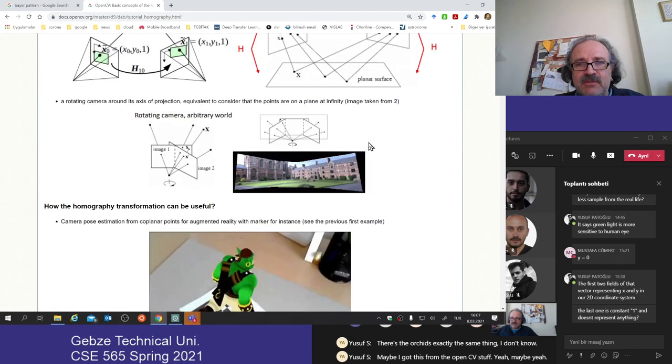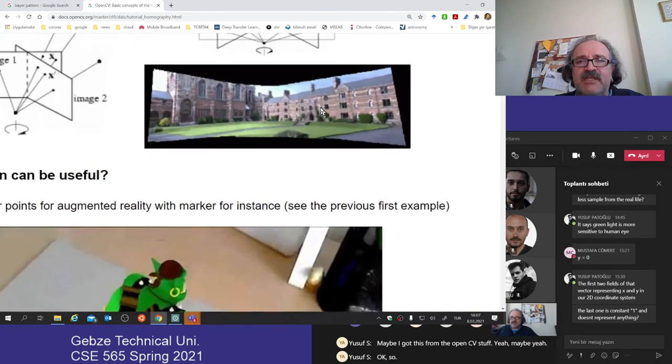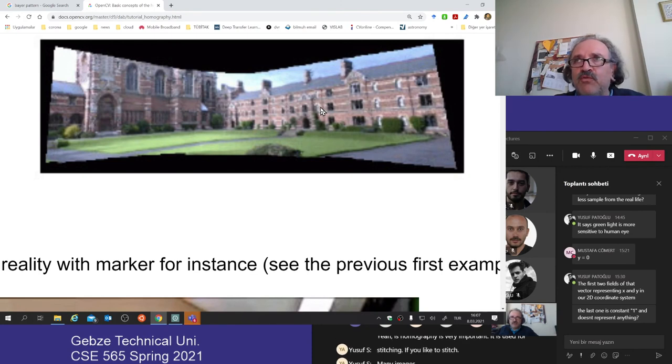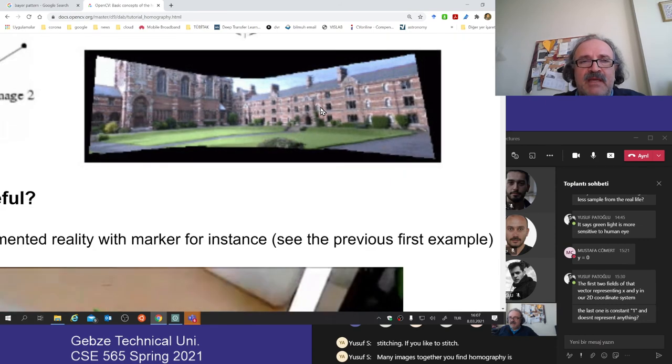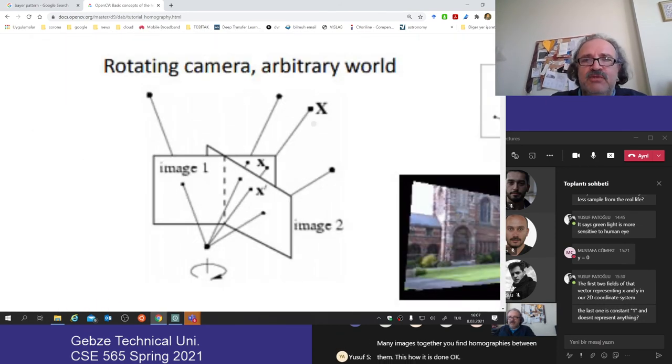Homography is very important. It is used for stitching. If you like to stitch many images together, you find homographies between them. This is how it is done. This is how you do the panoramic image taking, right?